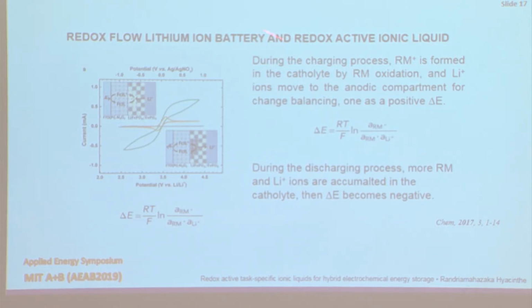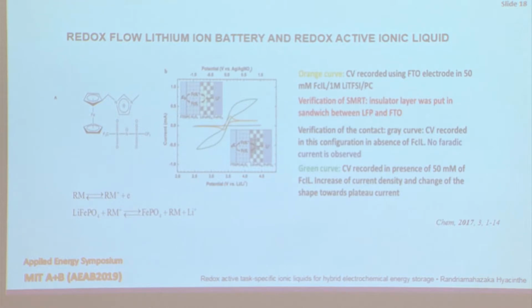We are able to show that during the charging, since the oxidized form is formed, we have some movement of lithium and also some displacement of ion. During the discharge process, we have the reverse system. So, for example, here we have designed this redox active ionic liquid. In this kind of ionic liquid, the cation bears some redox active system, for instance, here the ferrocene.